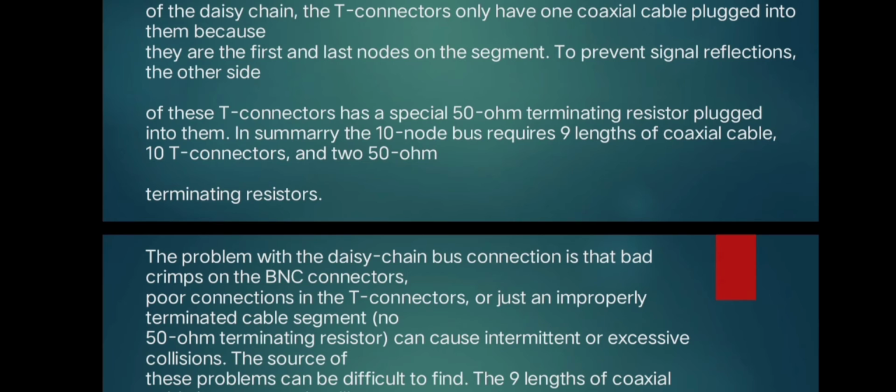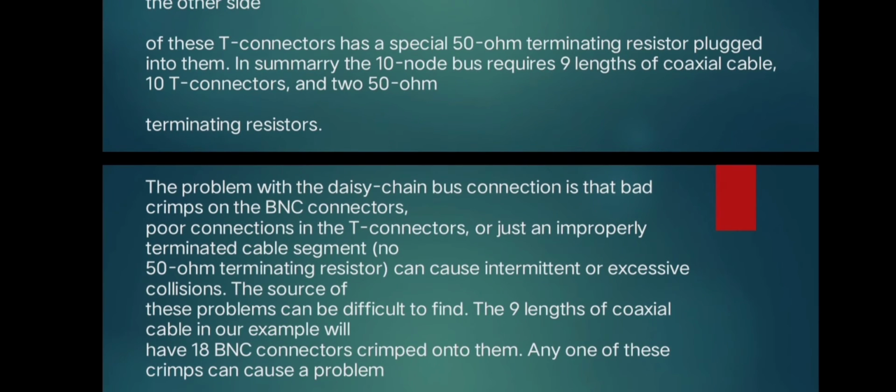In summary, the 10 node bus requires 9 lengths of coaxial cable, 10 T connectors, and two 50 ohm terminating resistors.